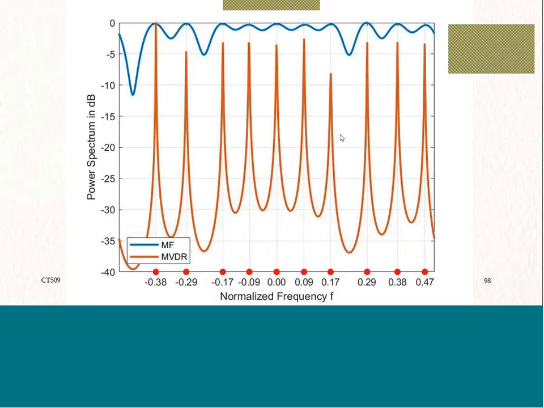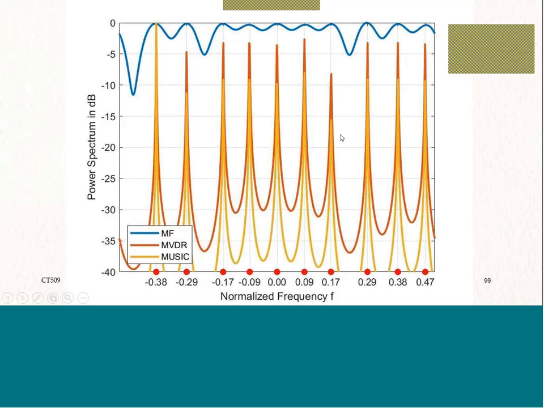The MUSIC algorithm is even slightly better than MVDR. It is giving us even more localized spikes. Right? So this is the magic of mathematics.